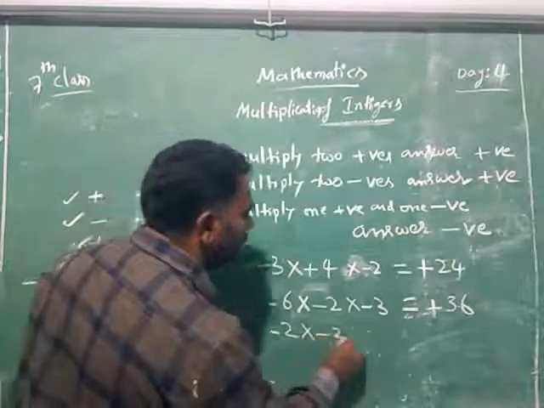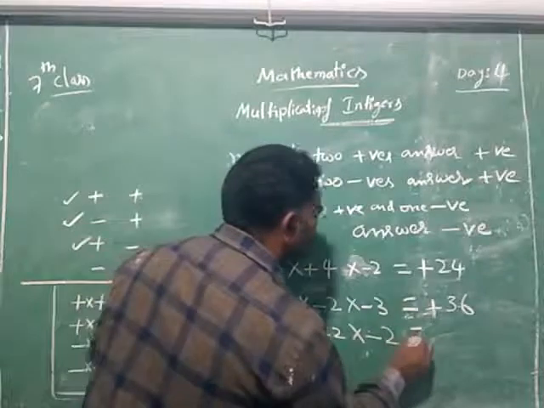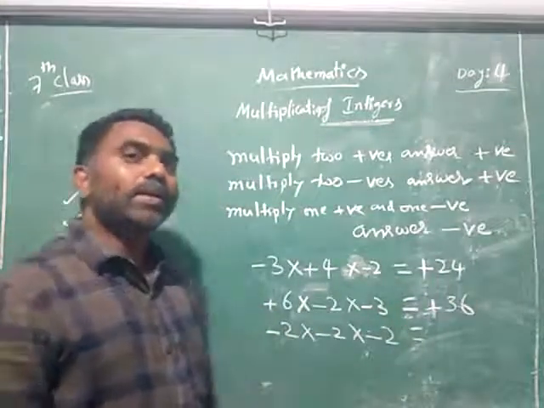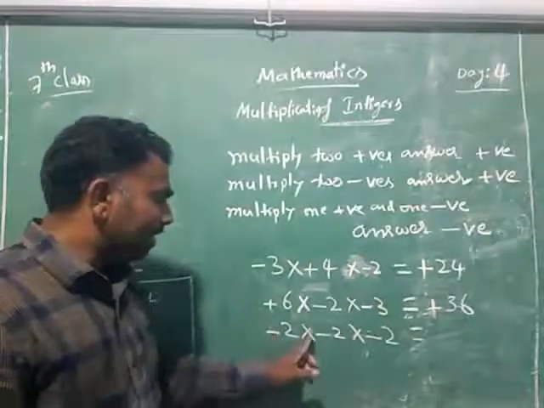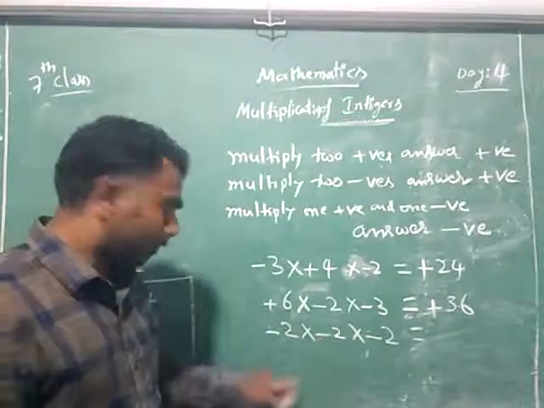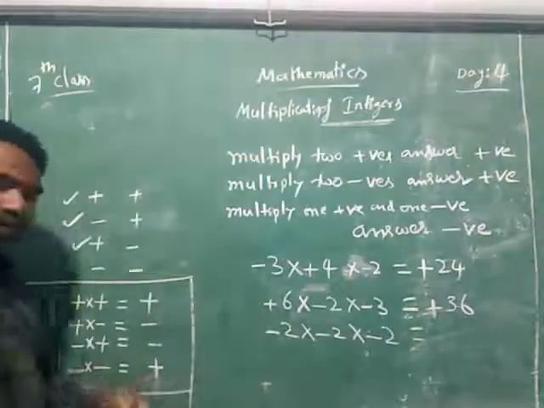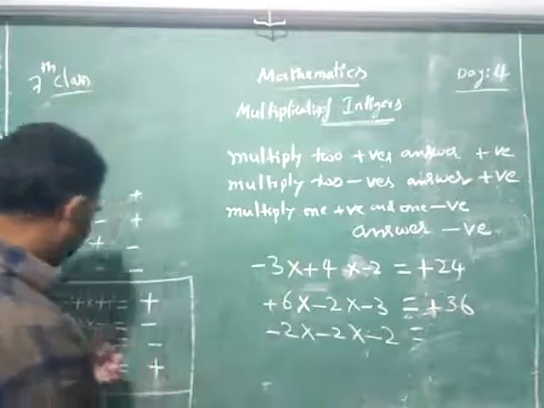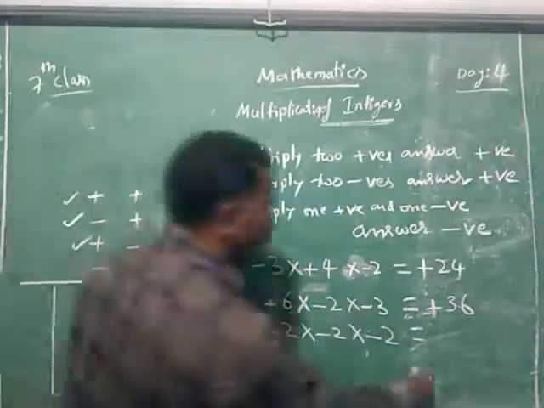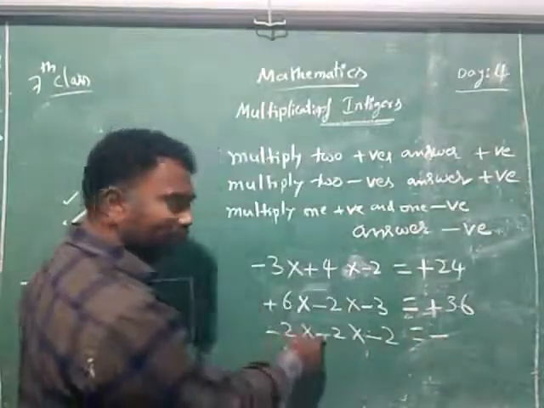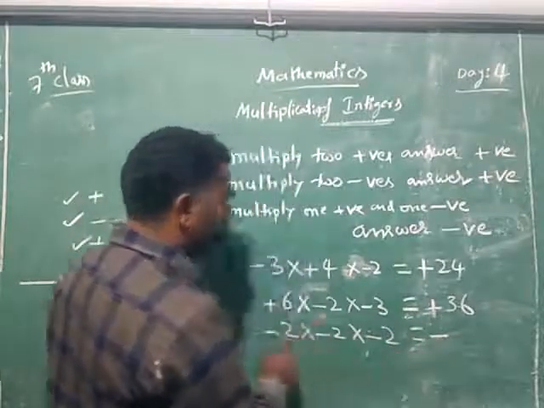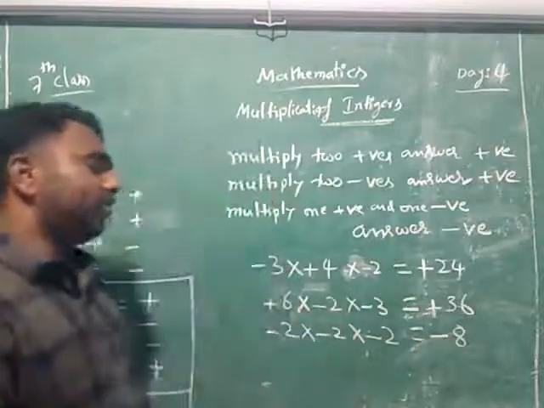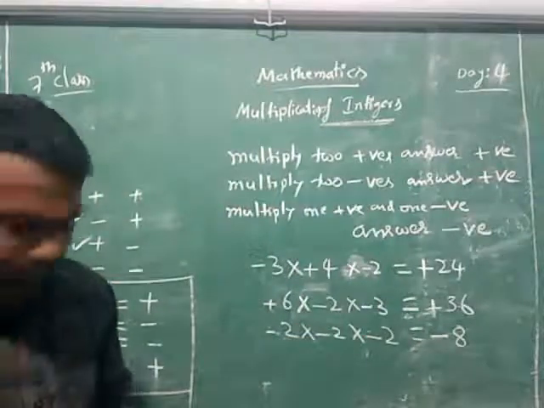Minus 2 into minus 2 into minus 2. First we should multiply the symbols. Multiply minus into minus, plus. Plus into minus will be minus. 2 2s are 4. 4 2s are 8. The final answer is minus 8.